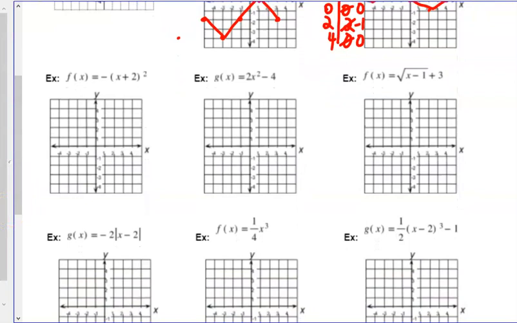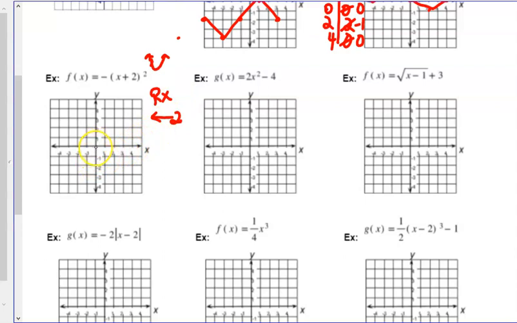All right, let's move on to here. Two things happen in this function. I have a negative out front, which is a reflection over the x, and I have a +2 on the inside, which is my horizontal. Left or right, take the opposite of what you're looking at. That is a -2. Now this is a parabola because I have that square, so it's going to be that U shape, and I'm going to reflect it over the x-axis, so now it's going to go down, and then I'm going to go left 2.